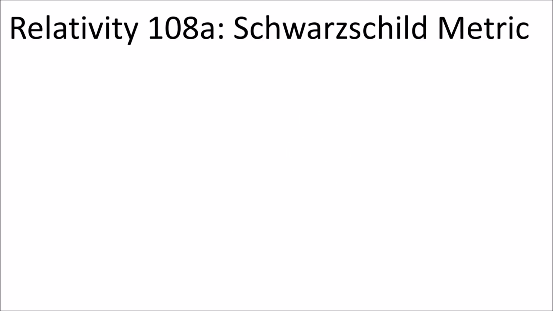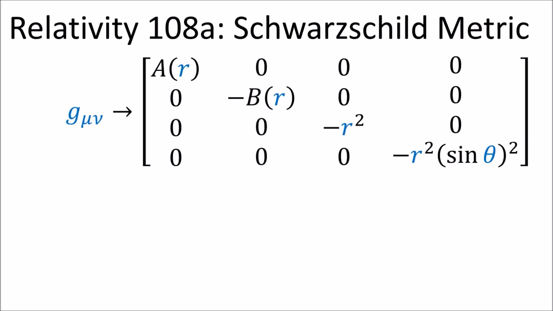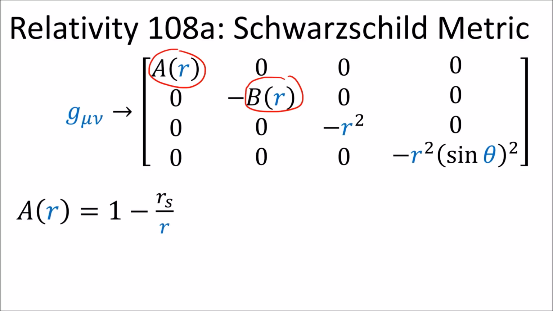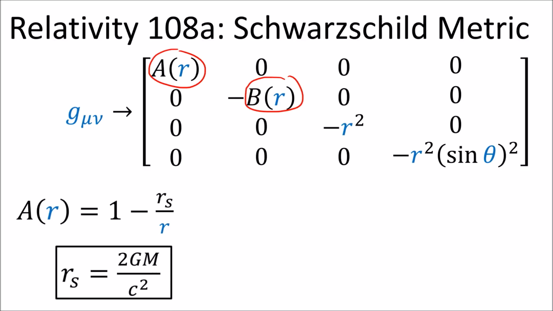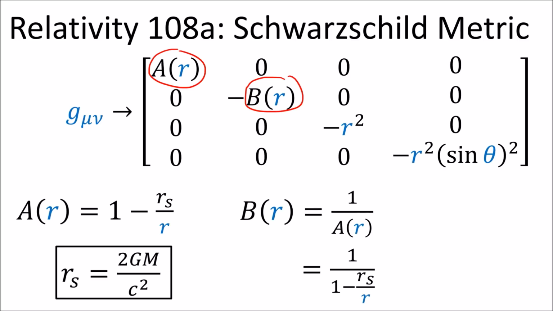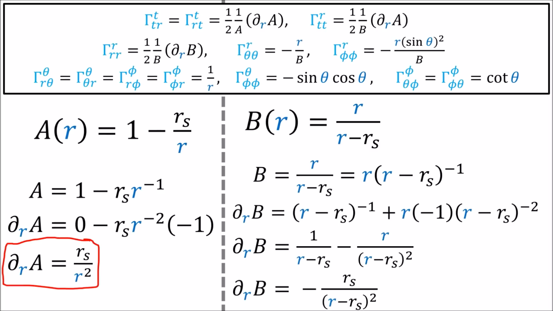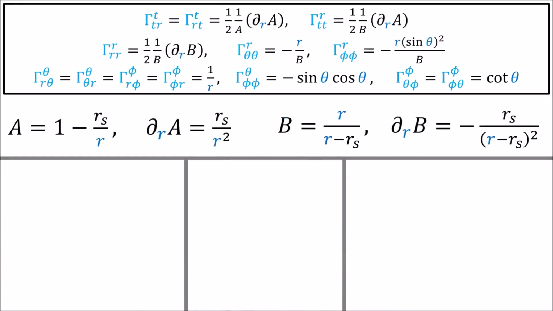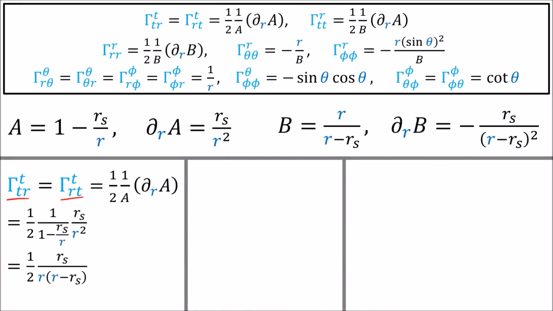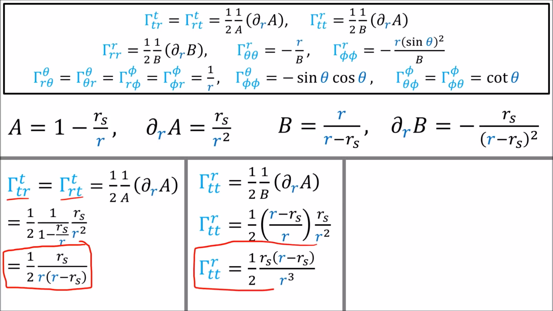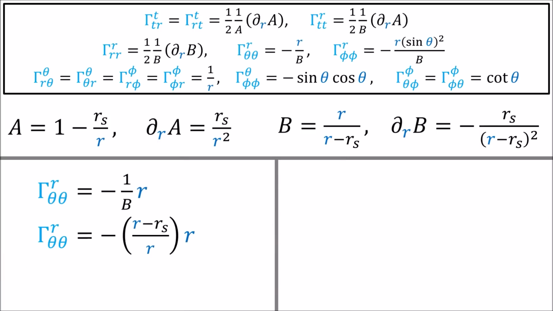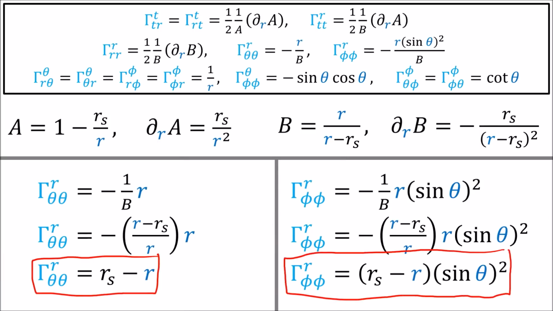Now, in Relativity 108a, I wrote out the Schwarzschild metric in terms of 2 functions, a of r and b of r. And then we determined that a equals 1 minus rs over r, where rs is the Schwarzschild radius, and b is 1 over a, which can be written as r over r minus rs. If we calculate the derivatives of a and b, we can sub them in to get formulas for the connection coefficients TTR, RTT, RRR, as well as R theta theta and R phi phi.